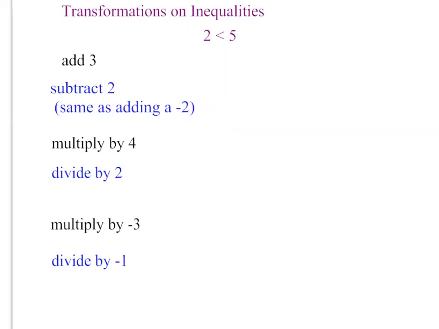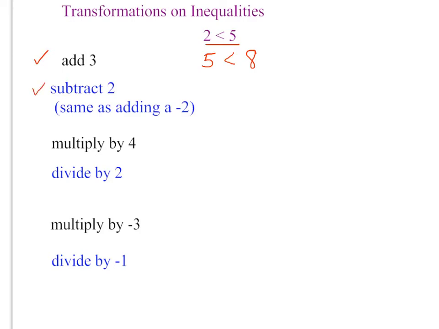So before we start solving inequalities, let's look at an inequality that's true. 2 is less than 5. As we perform different transformations, we're going to take a look at that truth value and make sure that it holds. So if we add 3 to both sides, then on the left we get 5, and on the right we get 8. And notice that's still true. 5 is less than 8.